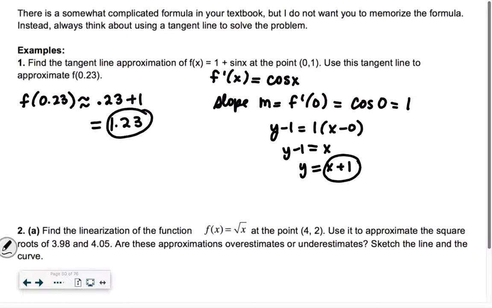And if you check, if I do 1 plus sine of 0.23, my calculator says 1.227977524. So it's close to the first 2 decimals, right? Which is pretty good.